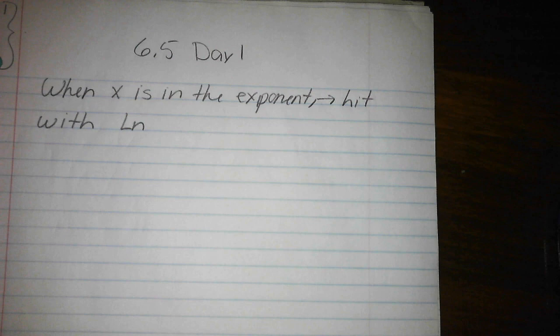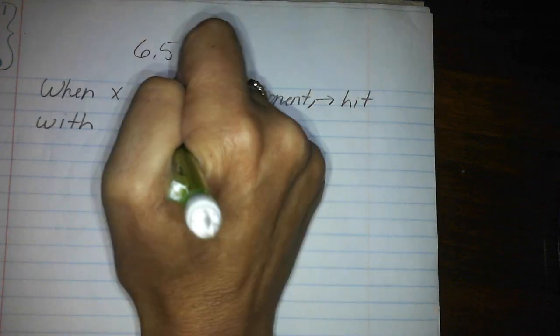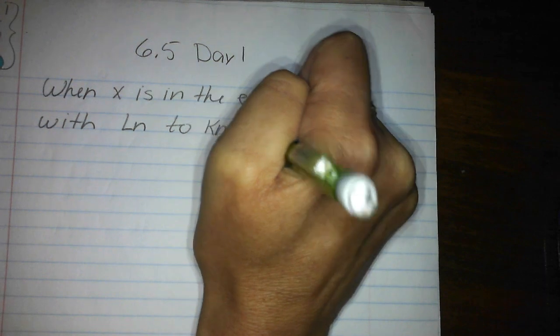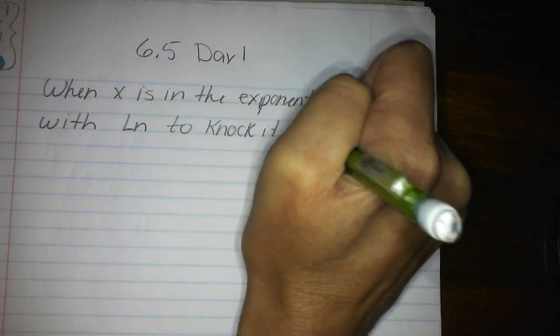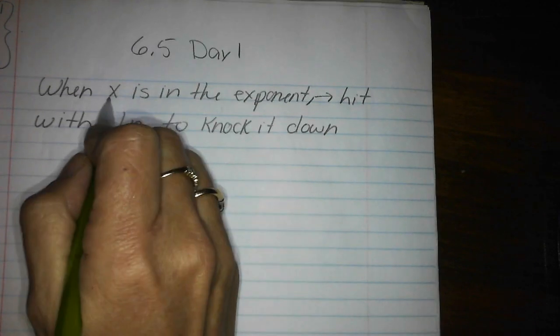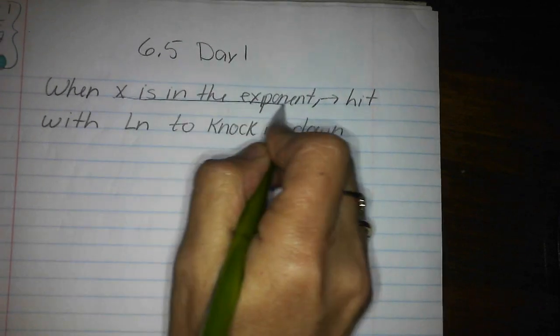I always say hit it with a log to knock it down. And we're going to be using a log to hit it and knock it down, because the natural log is what we know how to find the derivative of. So hit it with an ln to knock it down. So that's when x is up in the exponent.